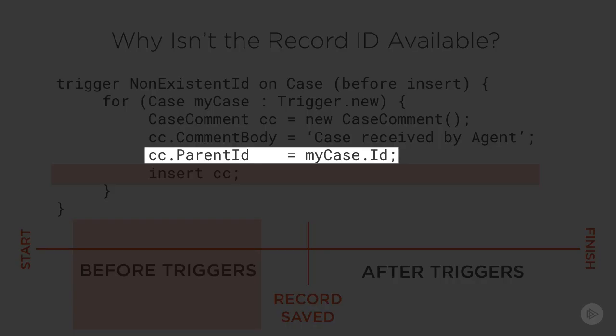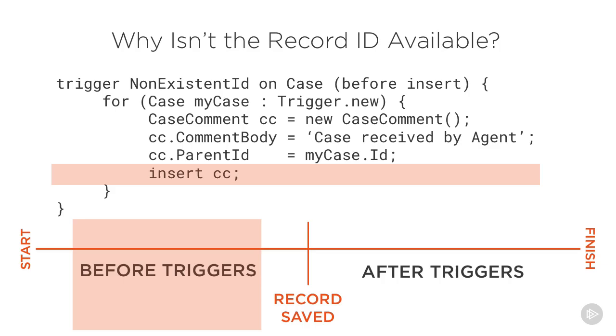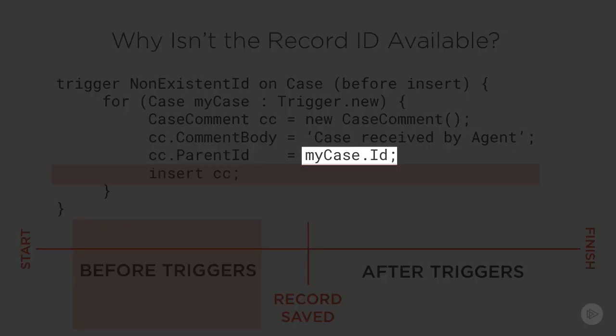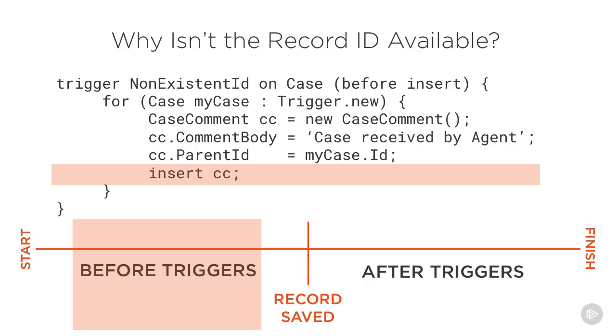We seemingly updated this field in the line beforehand, but what we actually did was set that field to a null value. Notice in our database event timeline that we haven't reached the record save milestone yet. So all system level fields, such as the record ID and created date, haven't been updated yet. So when we try to reference mycase.id in the line beforehand, that value right now is empty.